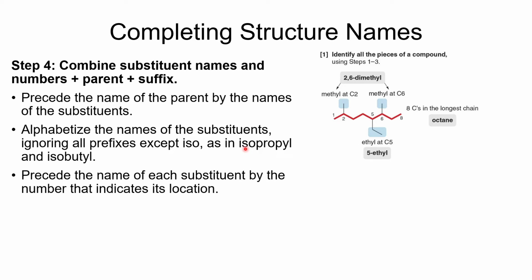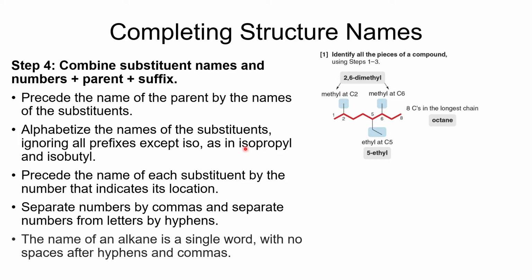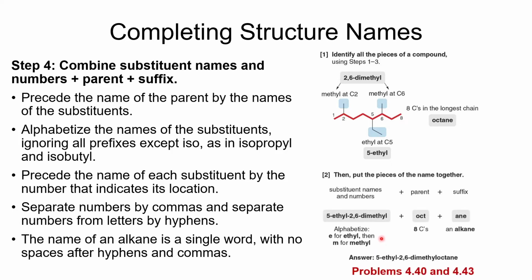All right, we want to precede the name of each substituent by a number that indicates its location, and that's why we have the 2,6. We want to separate numbers by commas, and separate numbers from letters by hyphens. All right, so the name of the alkane is a single word with no spaces after the hyphen, and we'll find that our last substituent is not going to have a space in between that substituent and our parent. So we're just going to cram it all together. So this becomes the name of this particular structure: 5-ethyl-2,6-dimethyloctane. The ethyl comes before methyl because E comes before M in the alphabet.